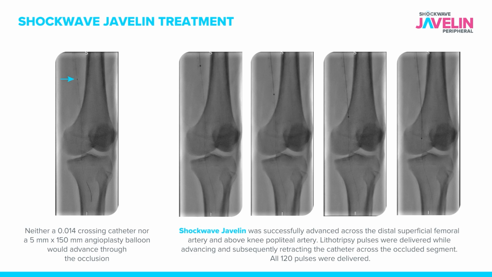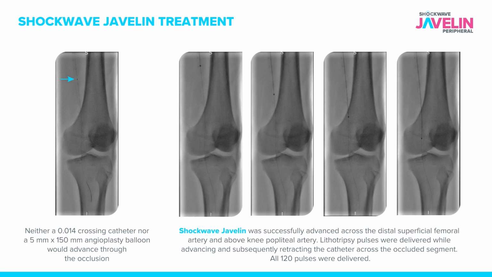So the images to the left demonstrate what we were able to do while advancing the Javelin catheter through the superficial femoral artery and the popliteal artery. The Javelin catheter was brought into position over the 014 wire. With this in the position in the most difficult segment to advance through, we simultaneously delivered lithotripsy pulses while advancing the catheter through the occluded segment.